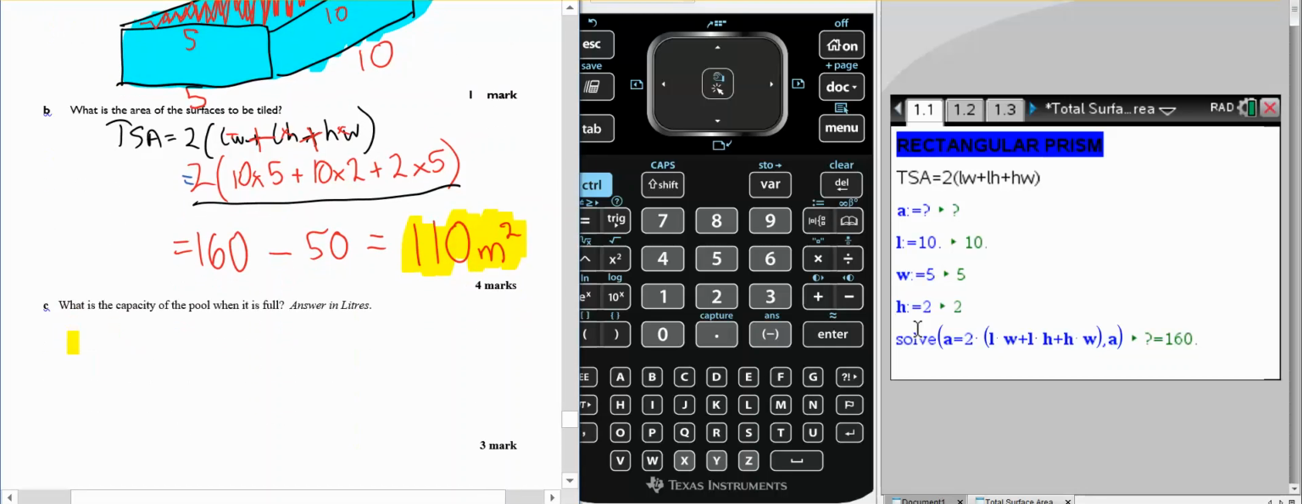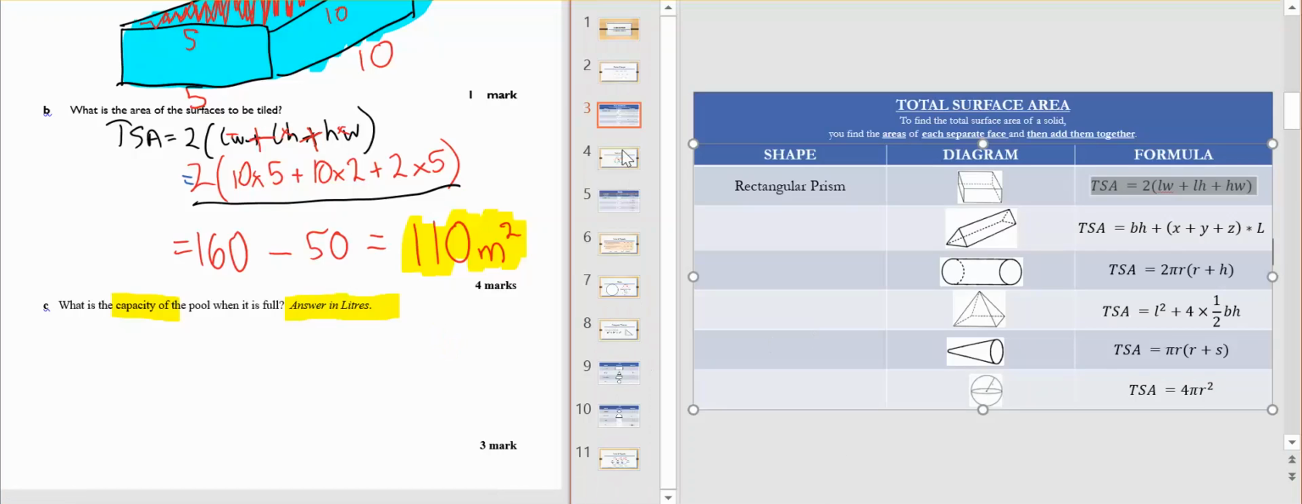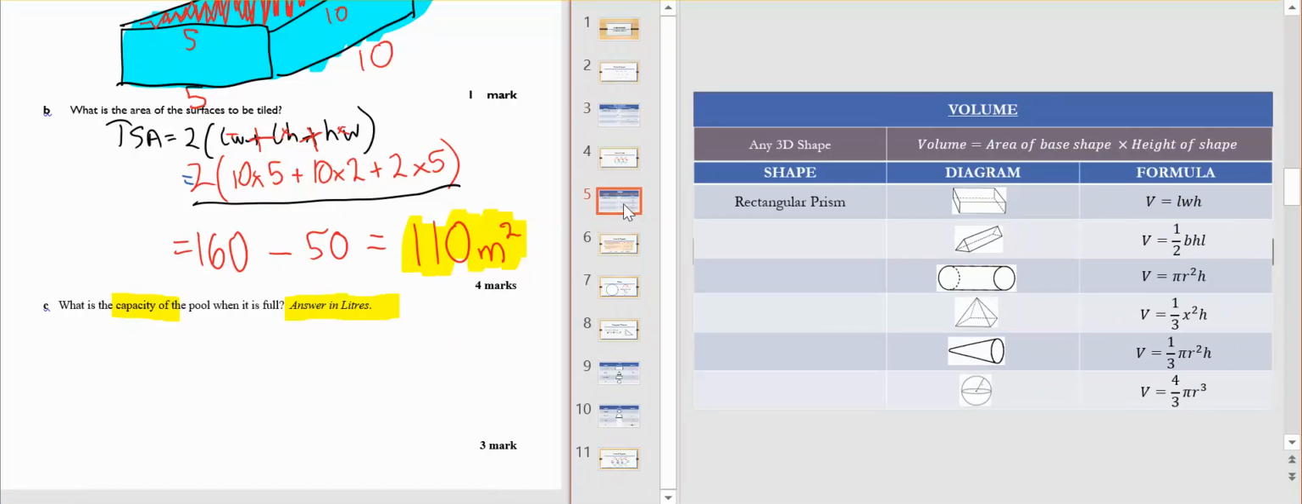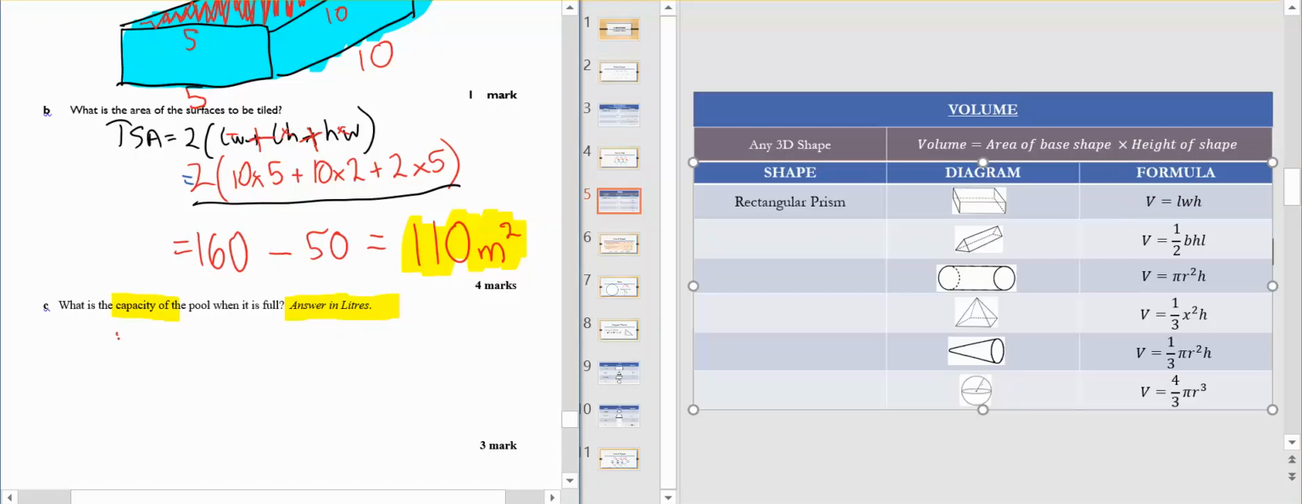So the next question asks us, what's the capacity of the pool when it's full? And we want to answer it in litres. Capacity is obviously dealing with volume. So we need to now think about the volume of a rectangular prism. So if we go to our exam book, we see here that volume is length by width by height. So it's a bit of a simple one. Volume equals length times width times height.